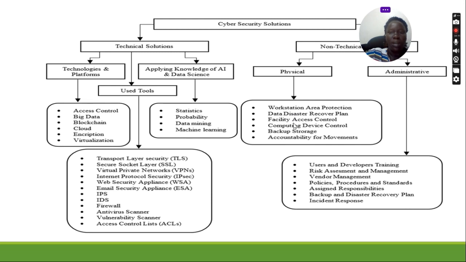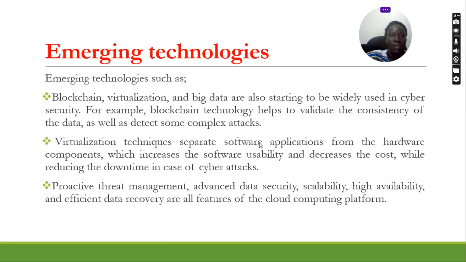And here is the breakdown. On physical, we have workstation area protection, data disaster recovery, facility access control, computing device control, backup strategy, backup storage, and accountability for movements. Then under administrative, we have users and developers training, risk assessment and management, vendors management, policies, procedures, standards, assigned responsibilities, backup and disaster recovery plans, incidents, and that.